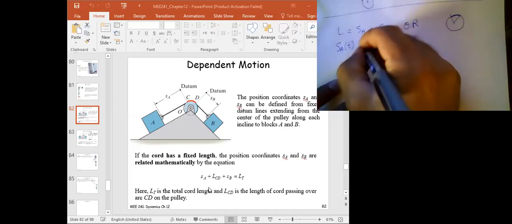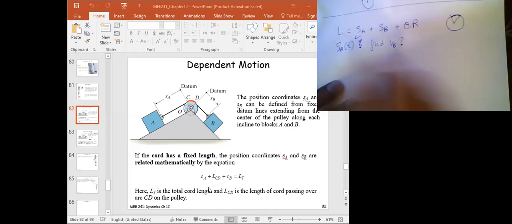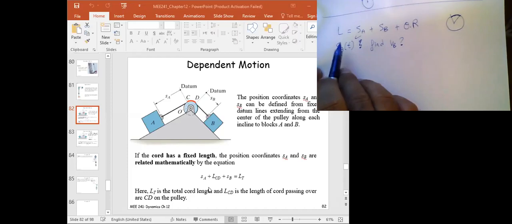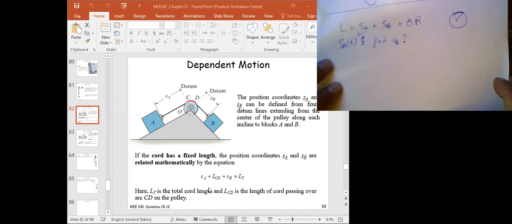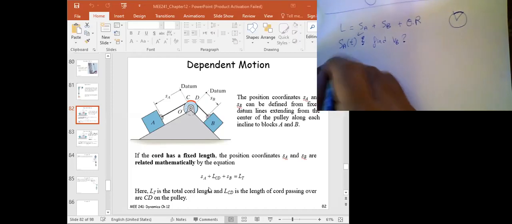Let's say now we take the derivative of S with respect to T. The derivative of SA gives VA, the derivative of SB gives VB, and we get the equation in terms of VA and VB. They are connected, meaning it's the derivative of ST, but SA of T. Okay, so I know VA is going to be equal to SA prime.